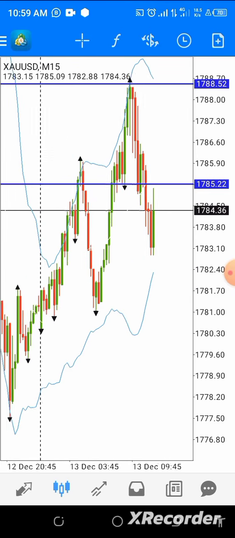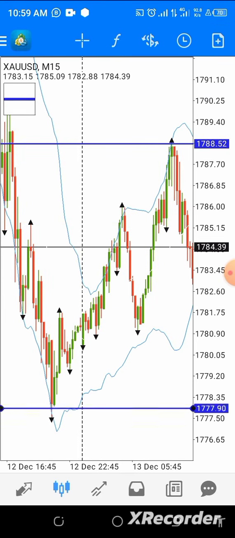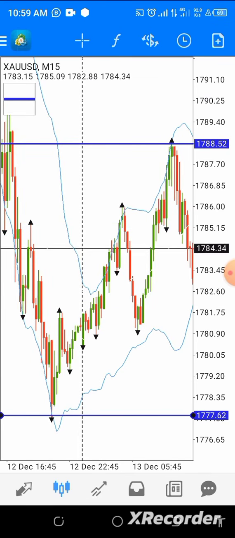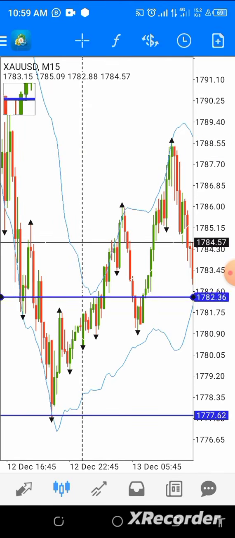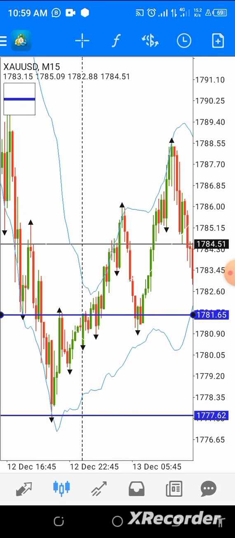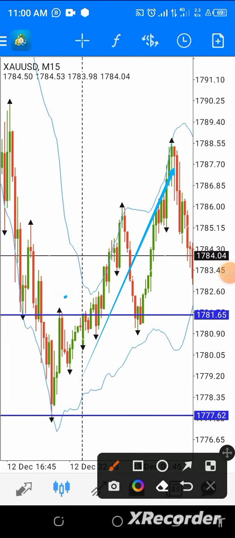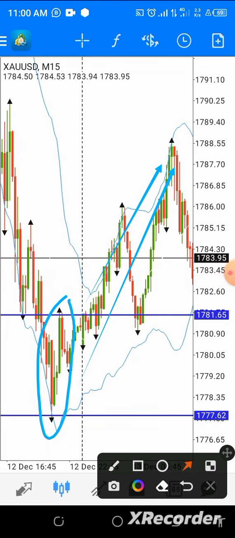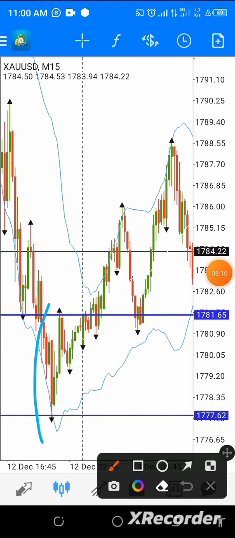Let me give a very powerful example here. This is a buy fractal here, and this is also a sell fractal. Before this move, these are the two recent fractals. These two recent fractals are the ones I want to work on now.